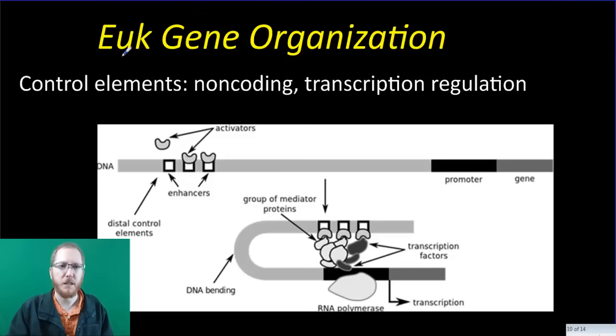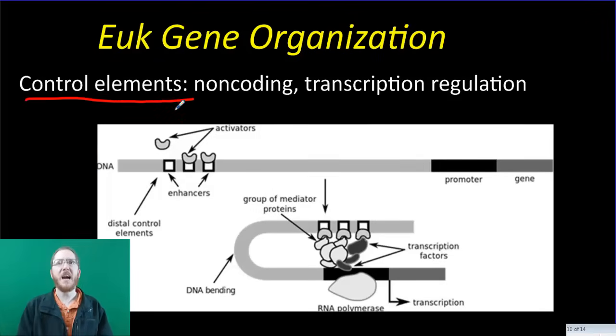Now, for eukaryotic gene organization, we will have these guys called control elements. Now, these guys are not transcription factors, really. What they're going to do is control the binding of transcription factors. And so these will either be what are called proximal ones, which we'll talk about coming up, but that's close to the promoter, or they will be distal, which will be further away.